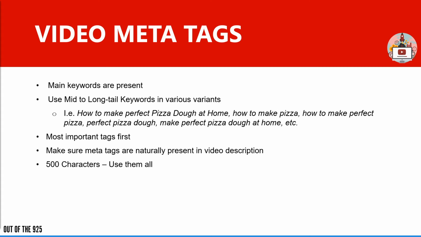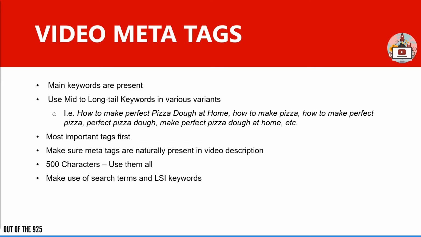So your video meta tags can include up to 500 characters and you should use them all. Your meta tags provide you an opportunity to add more context to what your video is about and to tell YouTube where it should rank you. So you want to use as many of these characters as you can in order to tell YouTube who should be watching your videos.